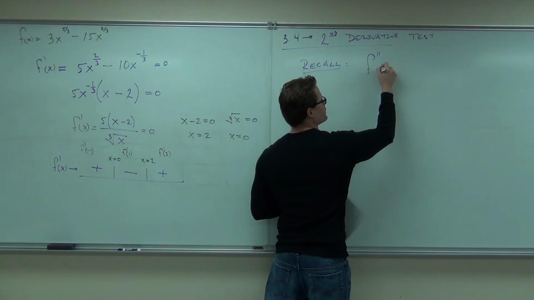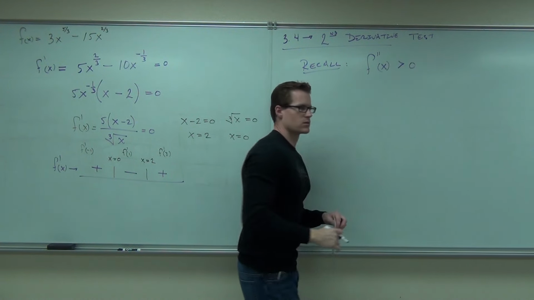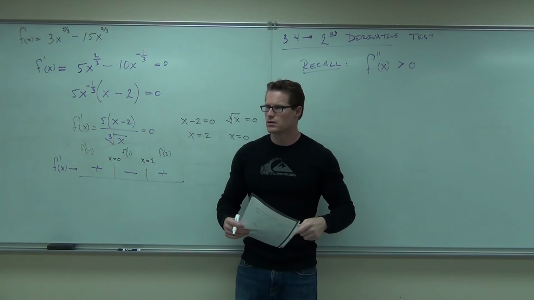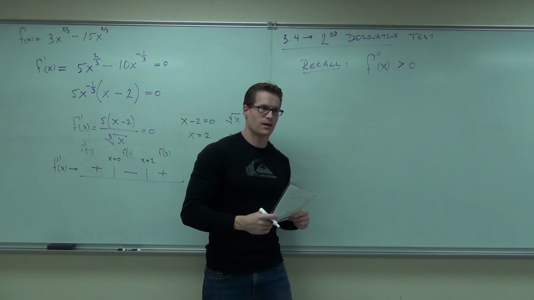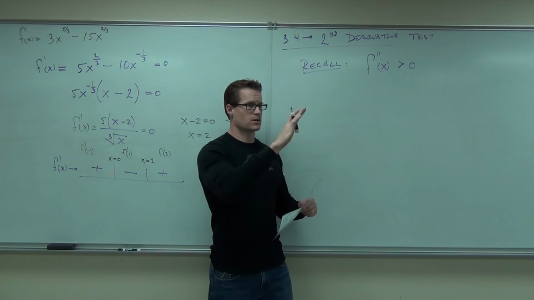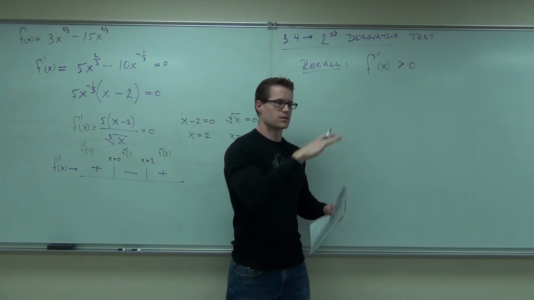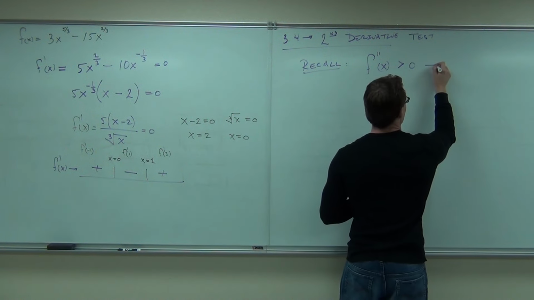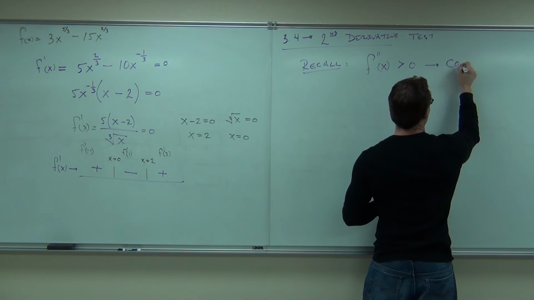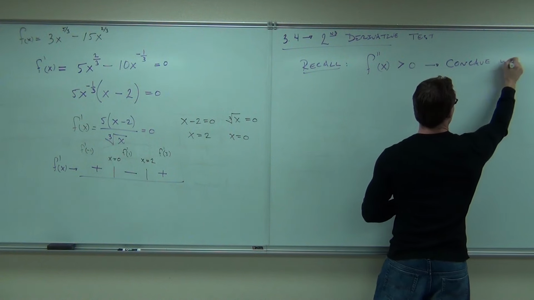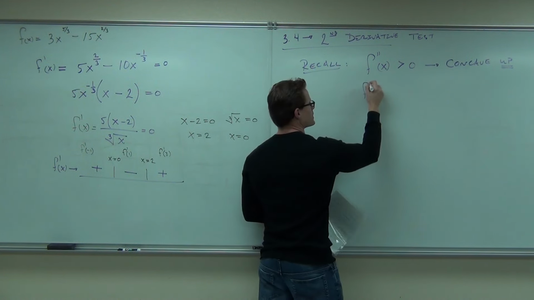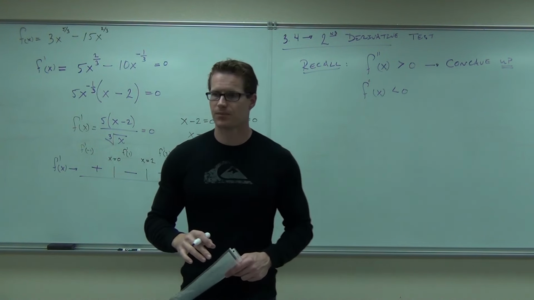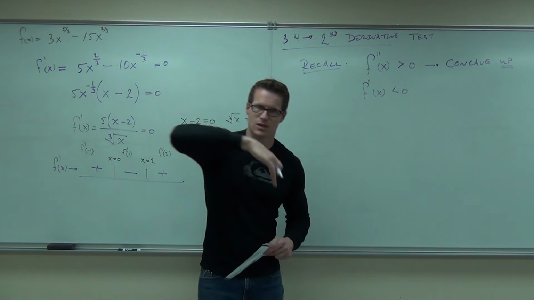If your second derivative is positive, what does that mean? Concave, which way? Up. That means your slope's increasing, right? Slope increasing does this, or does this if you're going downwards. But it's going to be concave up. Well, that means that if your second derivative is negative, your slope is decreasing. That's going to be a concave down shape.